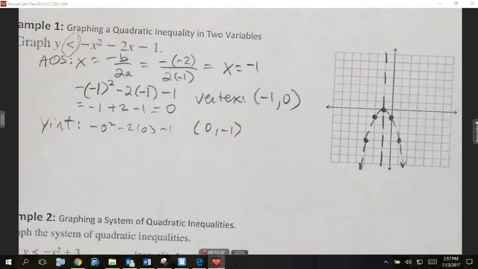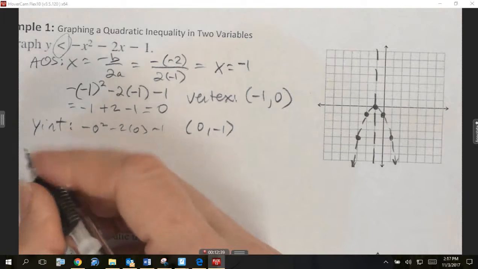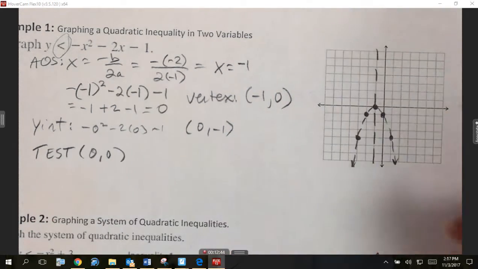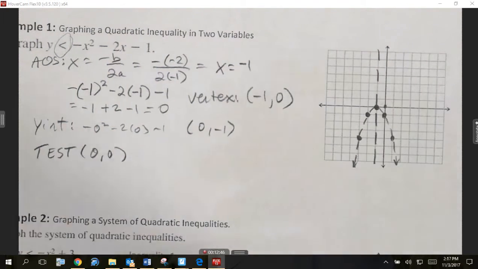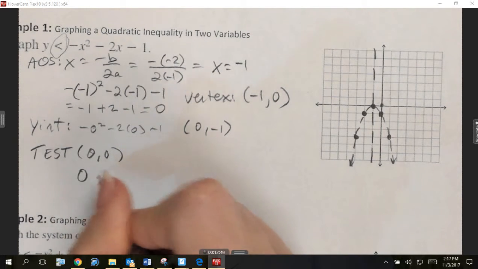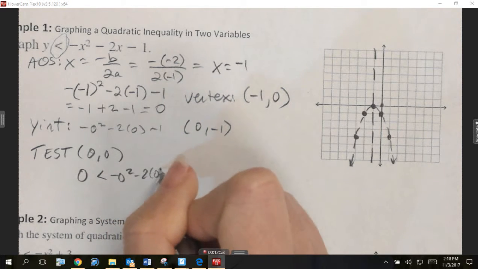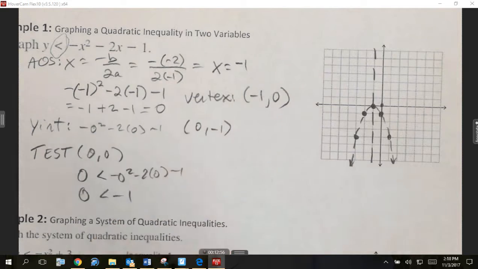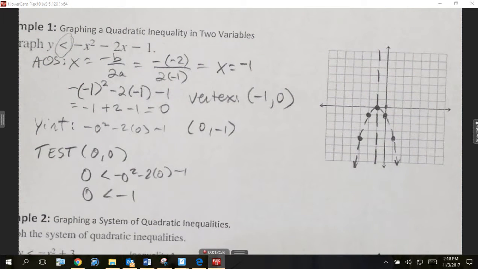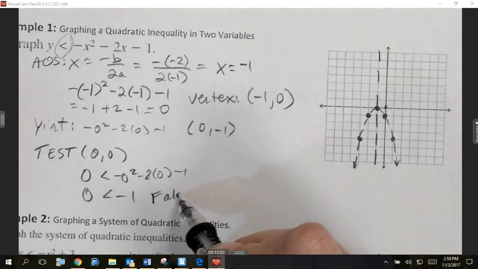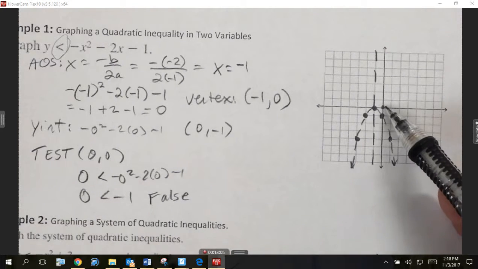And then we have to figure out what side of this parabola is shaded. So we've got to test a point. Any ideas? Suggestions, I should say. Sure, 0, 0 is not on the parabola, so I can test 0, 0. We'll plug that into the original inequality. 0 less than negative 0 squared minus 2 times 0 minus 1. Is 0 less than negative 1? So does 0, 0 get shaded?